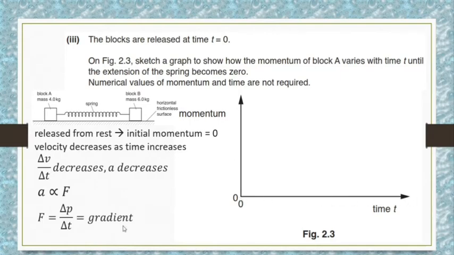So we will draw a curve from the origin with decreasing gradient until the extension of the spring becomes 0. Then there will be no force anymore, there will be no acceleration, so we have this curve until it is flat like that, until the gradient is 0.